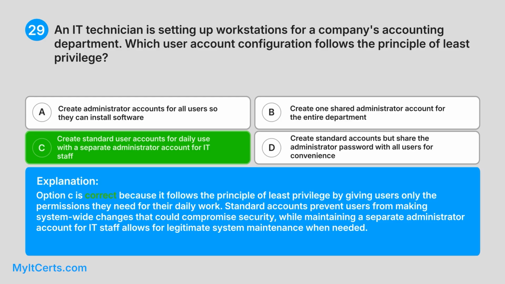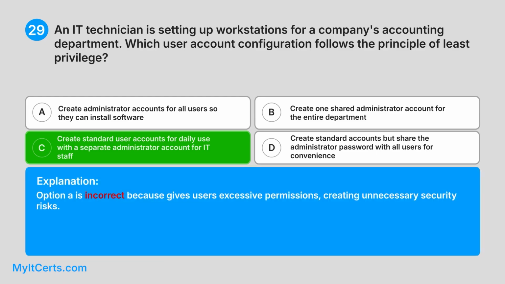Explanation. Option C is correct because it follows the principle of least privilege by giving users only the permissions they need for their daily work. Standard accounts prevent users from making system-wide changes that could compromise security, while maintaining a separate administrator account for IT staff allows for legitimate system maintenance when needed.